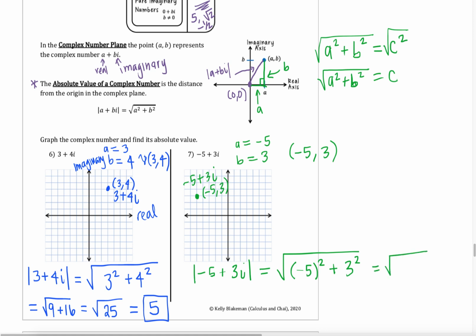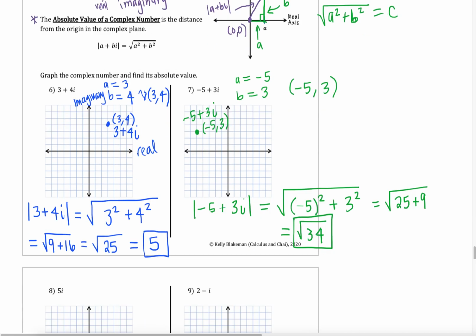Simplifying this down, negative 5 squared is equal to 25, plus our 3 squared is equal to 9. 25 plus 9 gives us 34. We end up with the square root of 34 then. And in this case, the square root of 34 has no perfect squares inside of it at all, and it's not a perfect square itself, so we'll just leave that as our final answer then.